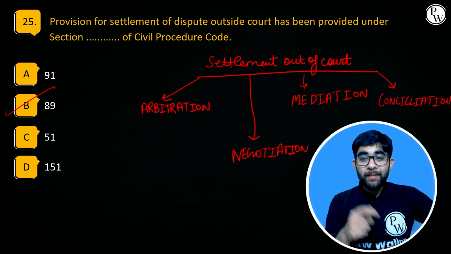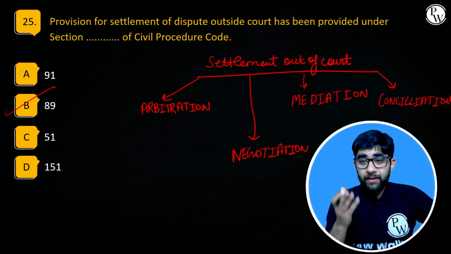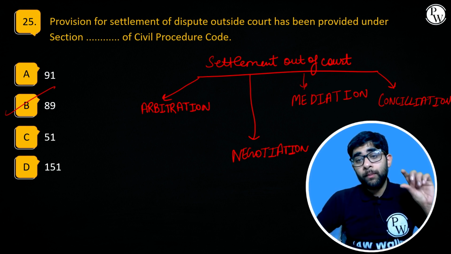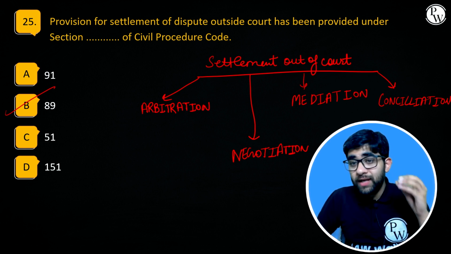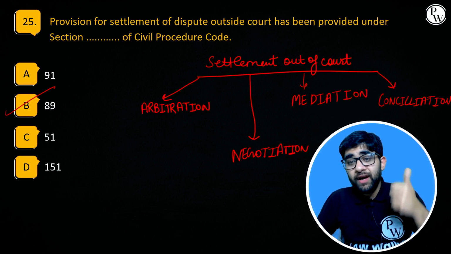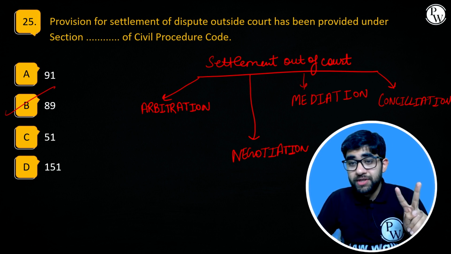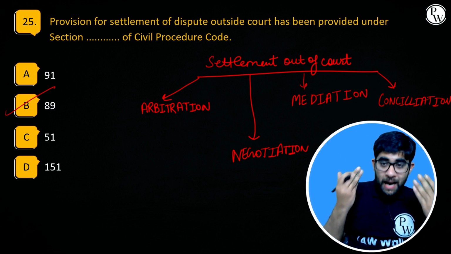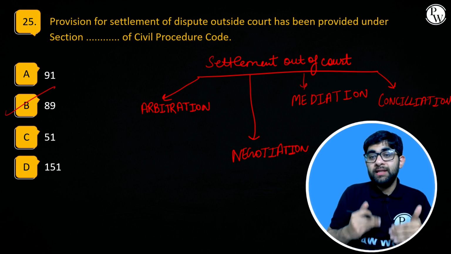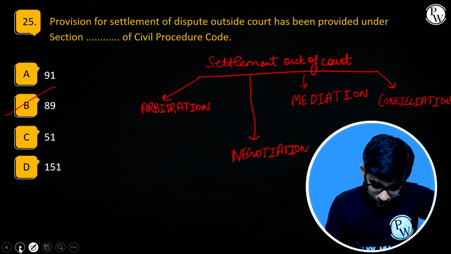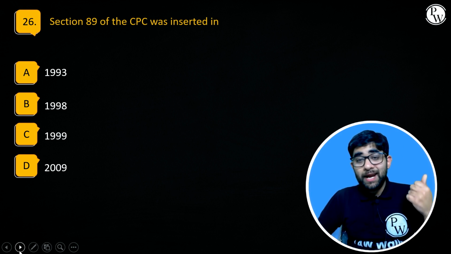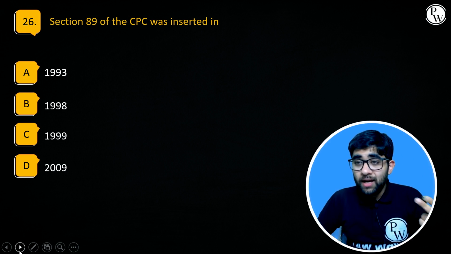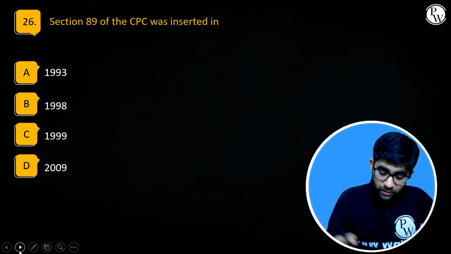So these were the amendments of the Justice Malimath Committee that aimed to reach the object of the CPC: fair trial, quick decisions and simple procedure. These were amended or incorporated in the Civil Procedure Code. Now, Section 89 of the CPC was inserted in 1993, 1998, 1999 or 2009. The answer to this is 1999.